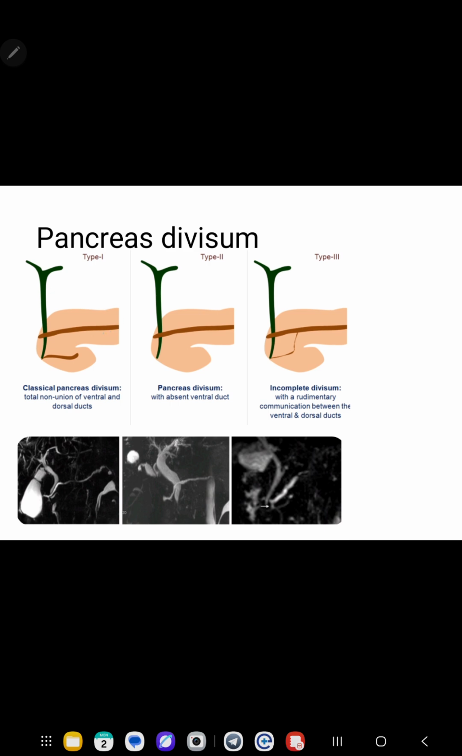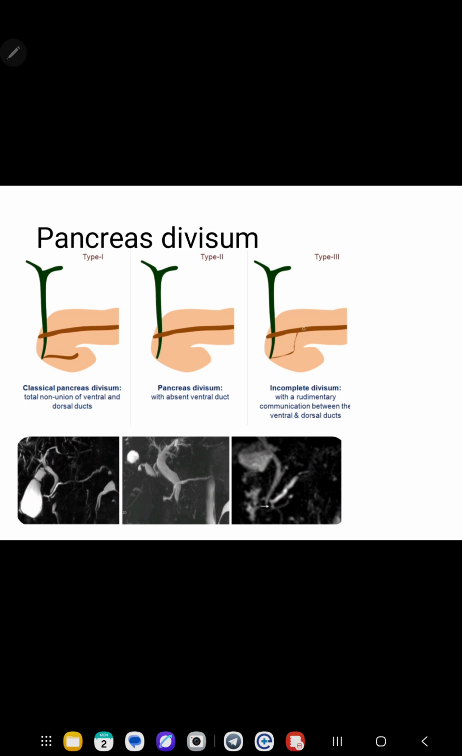The majority of the secretions will be draining through it, and the ventral pancreatic duct will be draining from the lower part of the head and uncinate process along with the common bile duct. That is type 1, which is classical pancreas divisum. In type 2, the ventral duct will be absent, so the only secretion is by the dorsal pancreatic duct. In the major duodenal papillae, only the secretion is from the common bile duct.